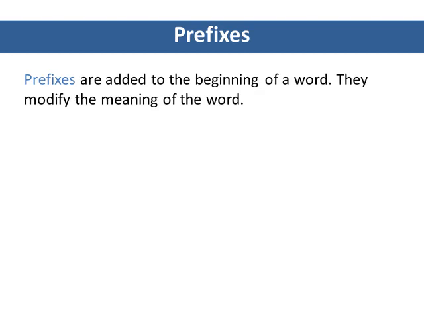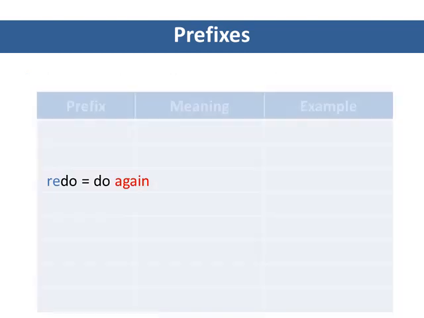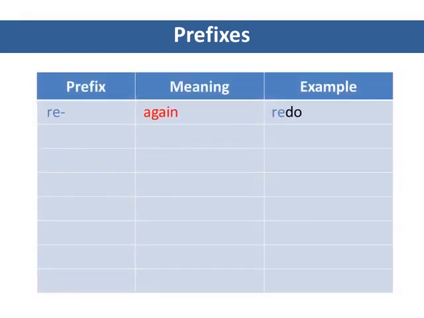For example, think about the common verb do. Imagine you read or hear the verb redo, which may be unfamiliar to you. If you know that the prefix re means again, you can understand the meaning of redo as well, which is do again. In addition to re, another common prefix is anti.